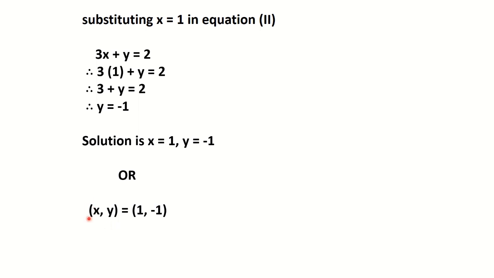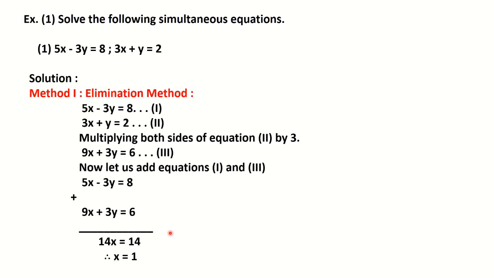You can write it in round brackets separated by a comma. But here you need to follow the order. The value of x should appear first, then a comma, and then the value of y. Okay, so I hope you must have understood this. I will give you time to copy this down, so all of you please copy it down.